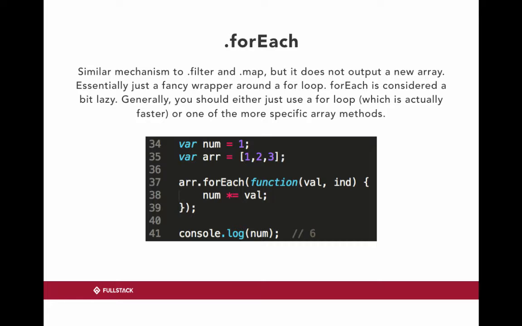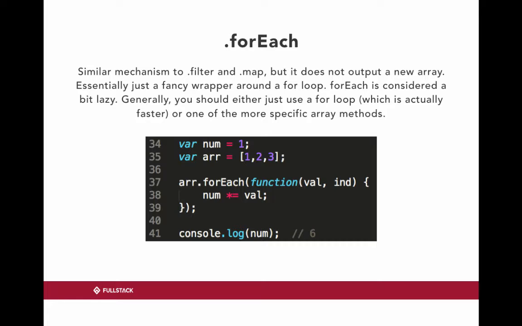The callback can do whatever you want to other variables that exist in the scope, because it's essentially just a wrapper for a for loop. Here we're calling forEach on this array, which is just 1, 2, 3, and each time we get the value and the index, and there's this variable num on scope up here, which starts out as 1. Each time through the loop I'm multiplying num by whatever the value is in this array. First it's 1 times 1, so num is still 1, then it's 1 times 2, num becomes 2, then it's 2 times 3, and num becomes 6 at the end.